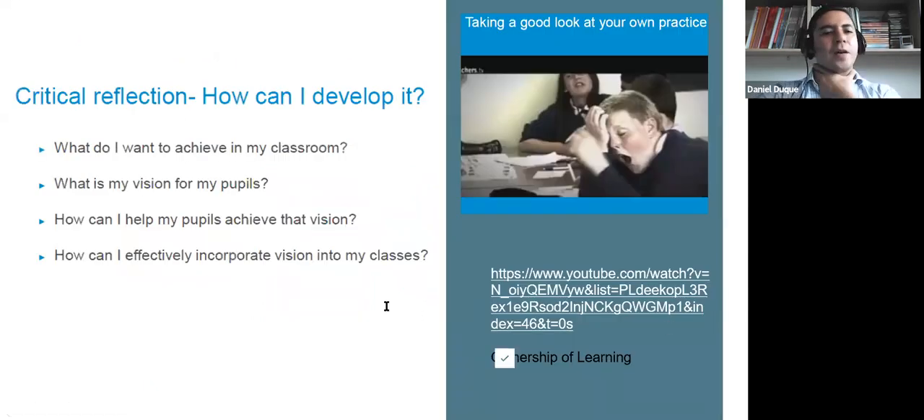So how can we develop a critical reflection mindset? Well, it can be a personal document where the teacher is honest and self-critical and asks themselves questions such as the following. What do I want to achieve in my classroom? What is my vision for my students? How can I help my students achieve that vision? How can I effectively incorporate vision into my classes? So these are important questions that you might ask yourselves and answer honestly about your own practice.